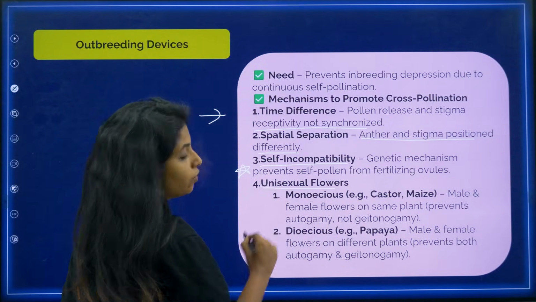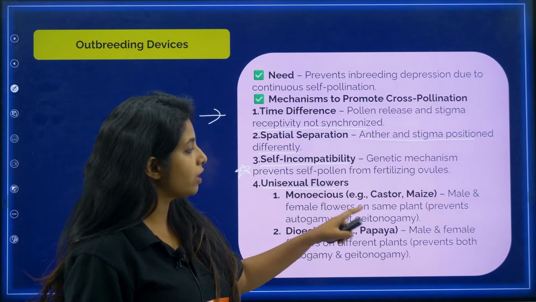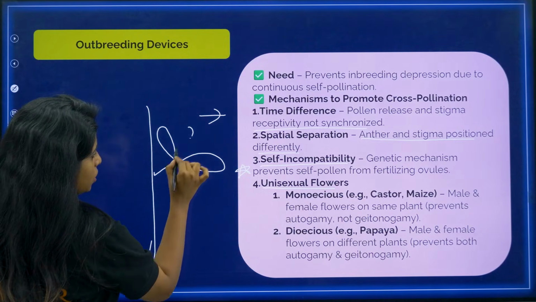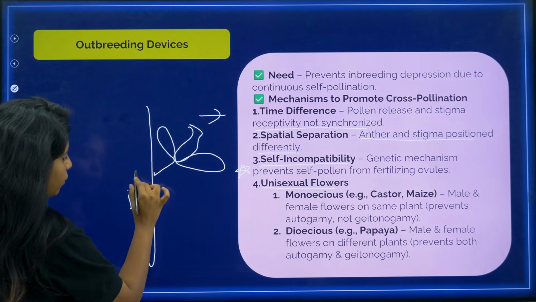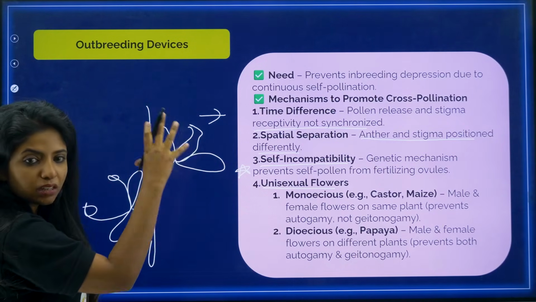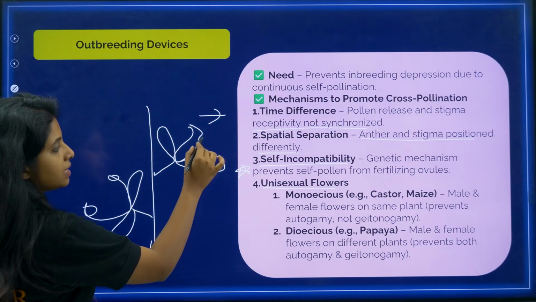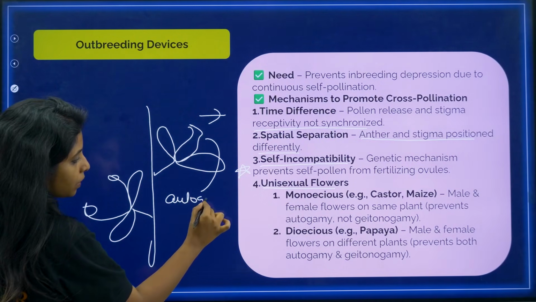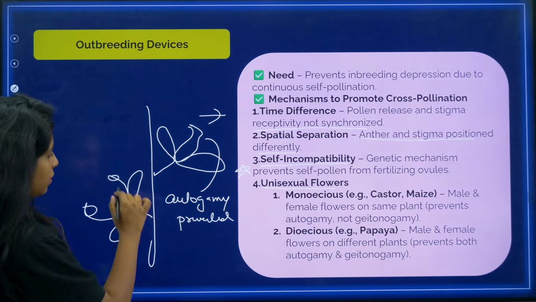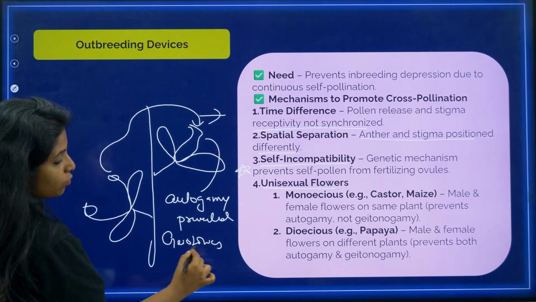Lastly, you have unisexual flowers, as in monoecious plants such as castor and maize. Male and female flowers are on the same plant. Suppose one flower has the female part, another flower will have only the male part. So obviously you are reducing self-pollination to an extent. I will say that autogamy is prevented, for sure. But what about geitonogamy? From here to here, pollen can still come. So, geitonogamy is not prevented, even in monoecious plants.